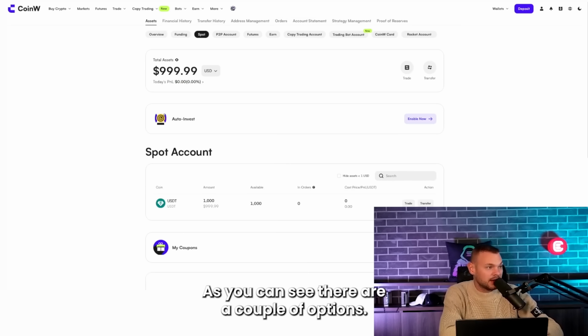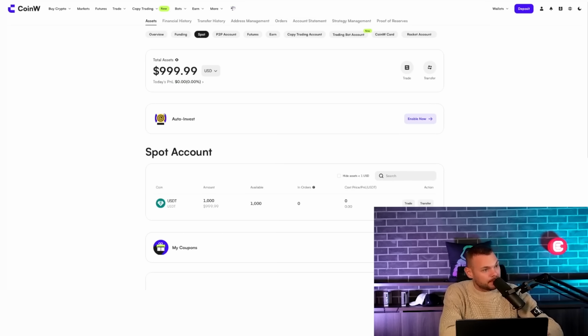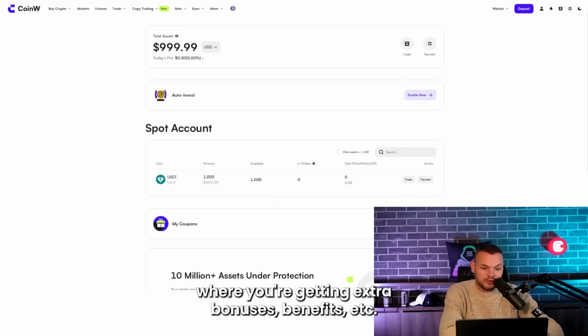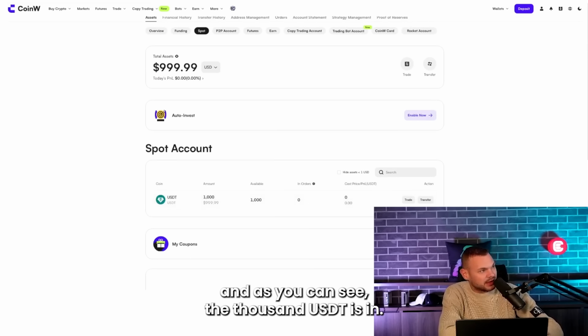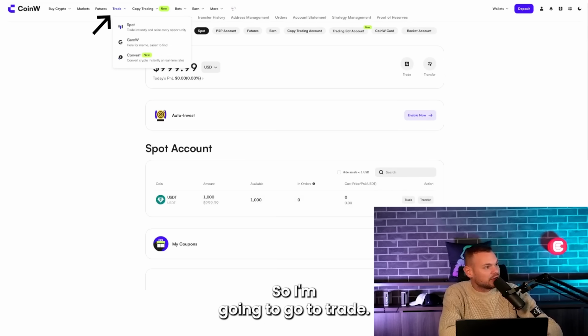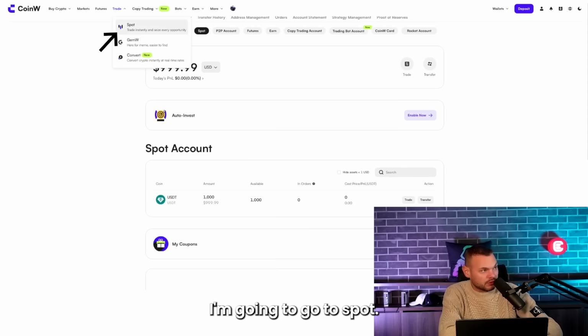as you can see. There are a couple of options. Auto invest, I'm not going to enable it now. You also have coupons where you're getting extra bonuses, benefits, etc. And as you can see, the 1000 USDT is in. So I'm going to go to trade. I'm going to go to spot.